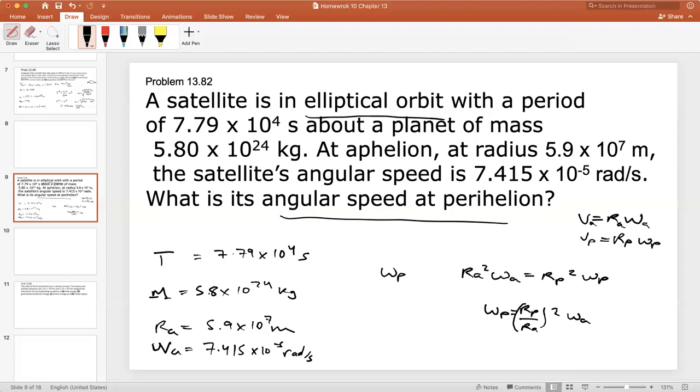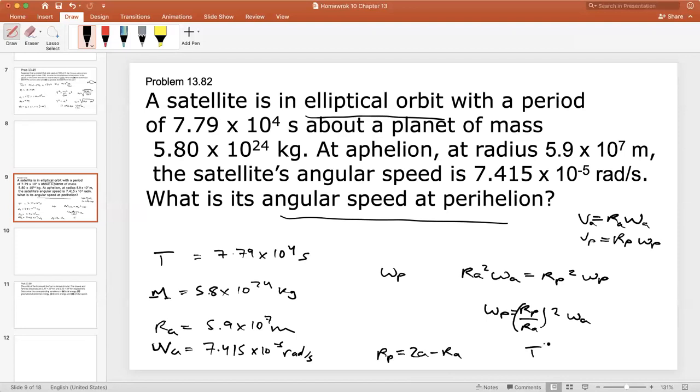Knowing only R_A, M, and T. Well, let's work backwards a little bit. We know that 2A is equal to R_P plus R_A. So 2A minus R_A will give us R_P. And then in this, we better find A.